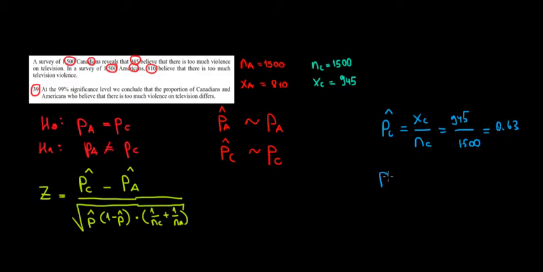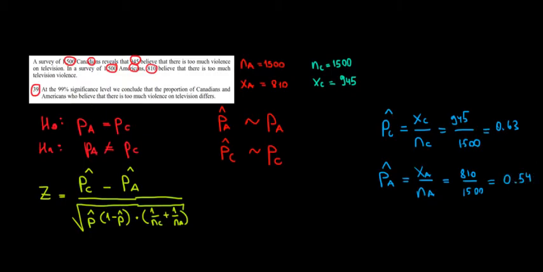Now with the same logic, we work it out for the Americans, which is the ratio between the number of Americans who believe there's too much violence relative to the number of Americans in our sample, and that is going to be 810 relative to 1,500 again, because we have 1,500 Americans in the sample. And that's going to be a proportion of 0.54, so 54%.